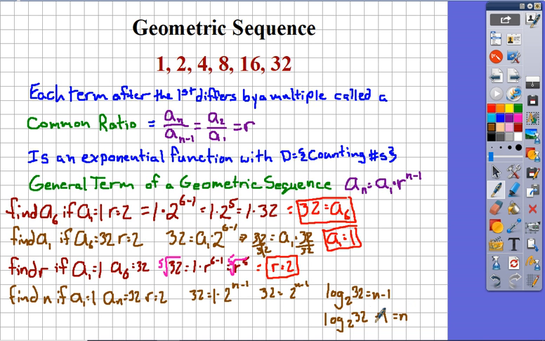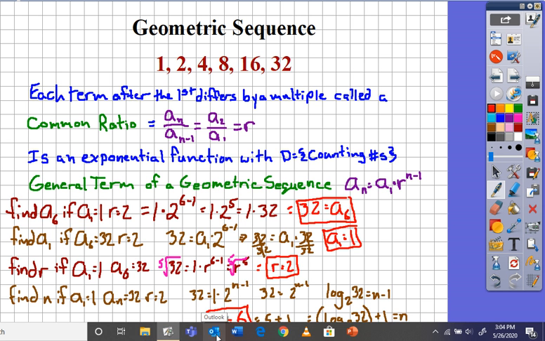Realize that the 1 is not part of the logarithm. I'm going to show that with parentheses, even though I don't need to. Log base 2 of 32 actually does equal 5. So we get 5 plus 1 equals n, and finally n equals 6. And there's our n value. So that's how you can solve for any of the 4 variables in the geometric sequence general term.